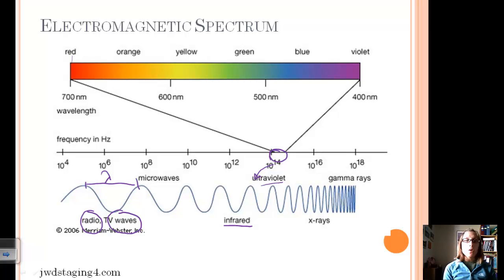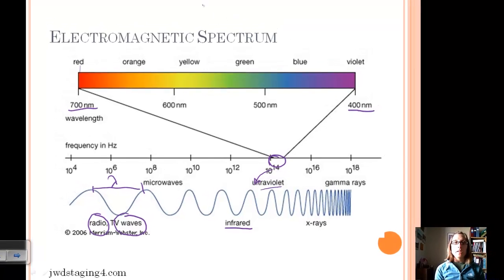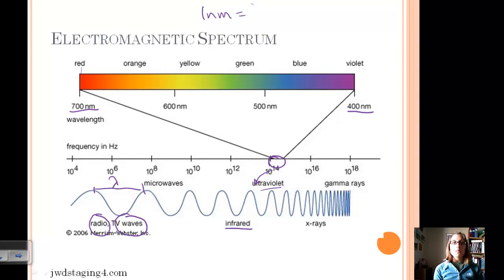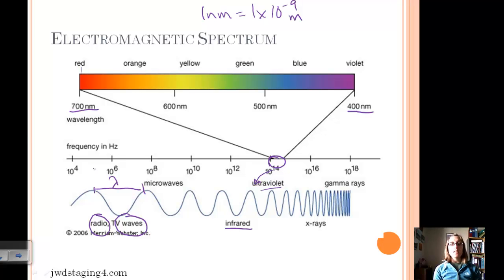You can see red wavelength is 700 nanometers. Violet wavelength is 400 nanometers. Remember, 1 nanometer is equal to 1 times 10 to the negative 9th meters. Although they are really tiny, red has a longer wavelength, so they have less energy. It also has a smaller frequency, less waves in the same period of time. Blue and violet light have a smaller wavelength, higher frequency.